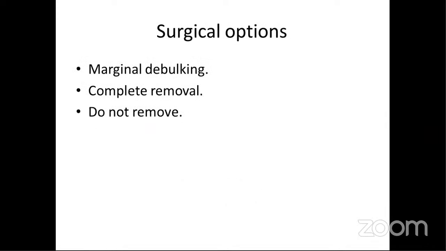So if your tumor is attaching to the sinus and just abutting the sinus, you can always completely remove it with marginal debulking. And if there is any tear, you can always repair it. While if the tumor is involving the sinus, you can open the sinus and completely remove it, or you can leave the tumor in situ. But obviously it is associated with a higher rate of recurrence then.